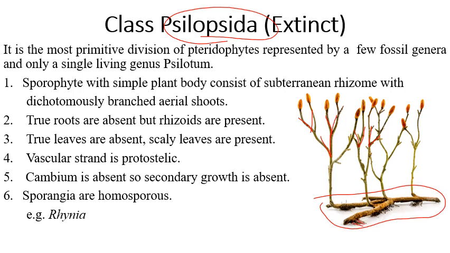So, here you can see the rhizoids are there, but it lacks true roots. True leaves are absent, scaly leaves are present. Here small leaf-like structures can be seen. So, these are actually scaly leaves. Vascular strand is protostelic, so protostelic configuration can be seen in this. Cambium is absent, so secondary growth is also absent. Sporangia are homosporous, so these are homosporous pteridophytes, and an example of this is Rhynia.